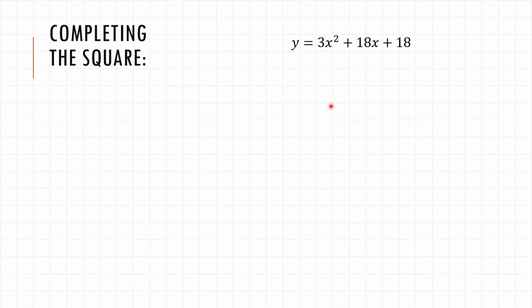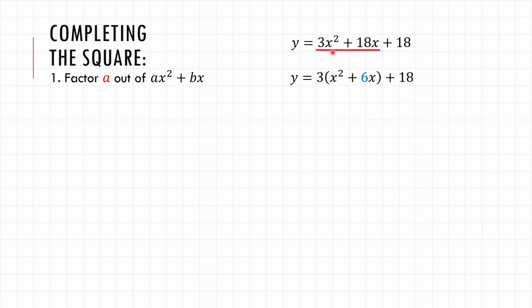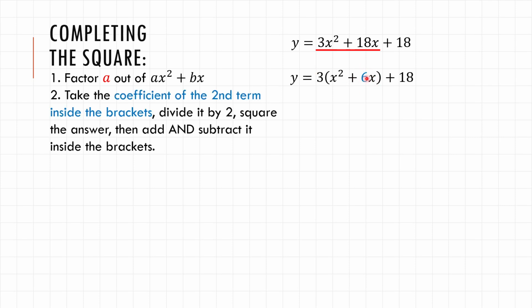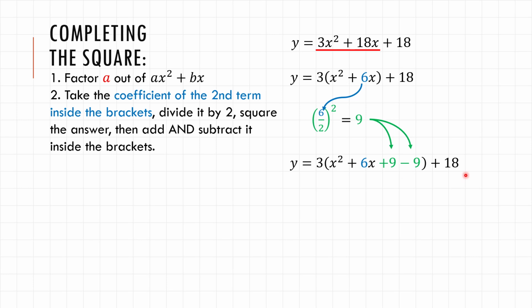To complete the square, the first thing you do is factor the a value out of the first two terms. Just like that. So I factored 3 out of these two. Then you take the b value, the coefficient of the second term in the brackets, you divide it by 2, and then square it. And that number right here, you add and you subtract it inside the brackets. And by doing that, we haven't changed the right side at all. We've just basically added 0.